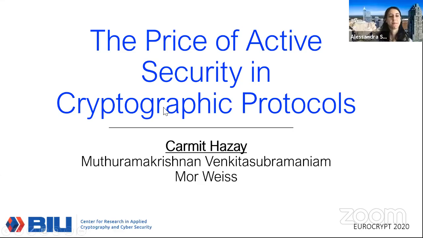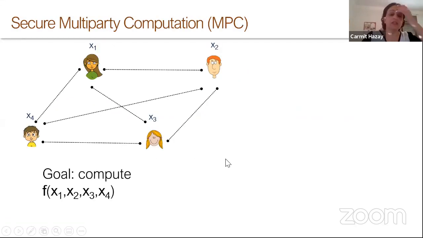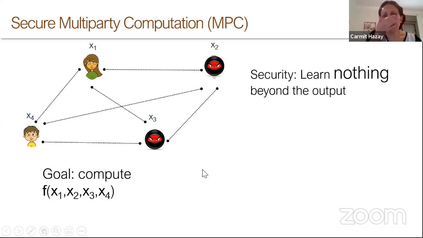Okay, good. Thank you. So I'm going to talk about the price of active security in cryptographic protocols, and this is a joint work with Mutu and Morvas. Secure multi-party computation is a tool that allows the parties to directly communicate while obtaining the same security guarantees as in a setting where the parties have access to a trusted party. Security is modeled in the presence of an adversary that corrupts any subset of the parties, while not learning anything beyond the output of the computation.